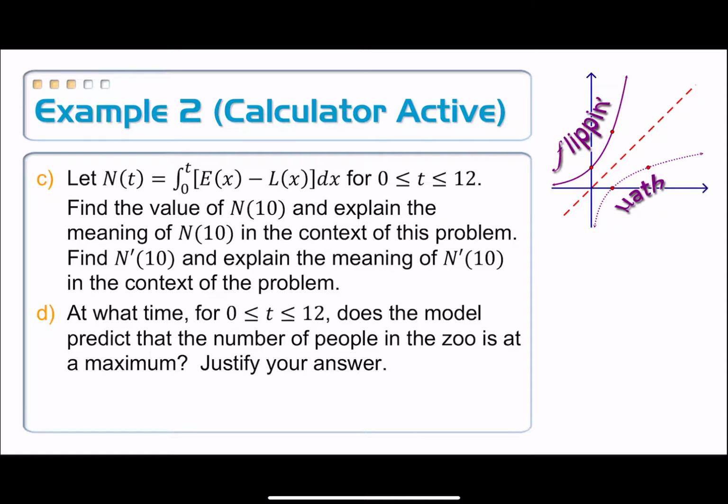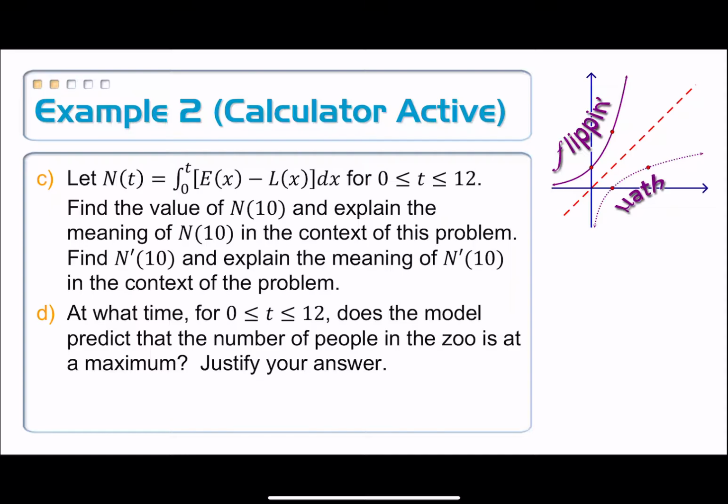Let n of t equal the definite integral from 0 to t of E of x minus L of x dx. And so notice that we have one of these integral equations, and there's two different variables. The variable for the function is t, but inside the integral we have x. Those things need to be different. For 0 less than or equal to t, which is less than or equal to 12, find the value of n of 10 and explain the meaning of n of 10 in the context of this particular problem. Find n prime of 10 and explain the meaning of n prime of 10 in the context of the problem.